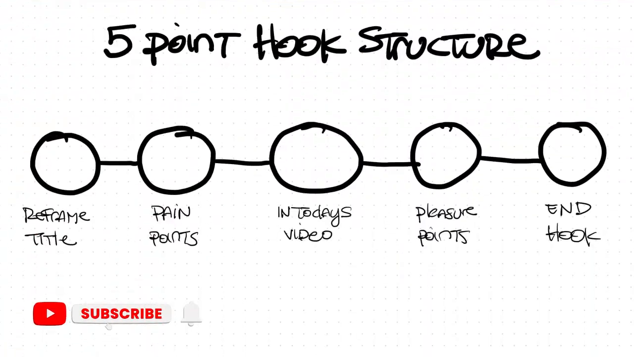So I've created a visual for this. Let's take a look. Let's start with an overview of how we're gonna write this hook. It starts with a reframing of the title, and then you move into step 2, which is pain points. Step 3 is in today's video. Step 4 is pleasure points. And step 5 is the end hook. And this is something that everyone should be teaching, but I find that no one is teaching. And so I think you're gonna like what you have here.